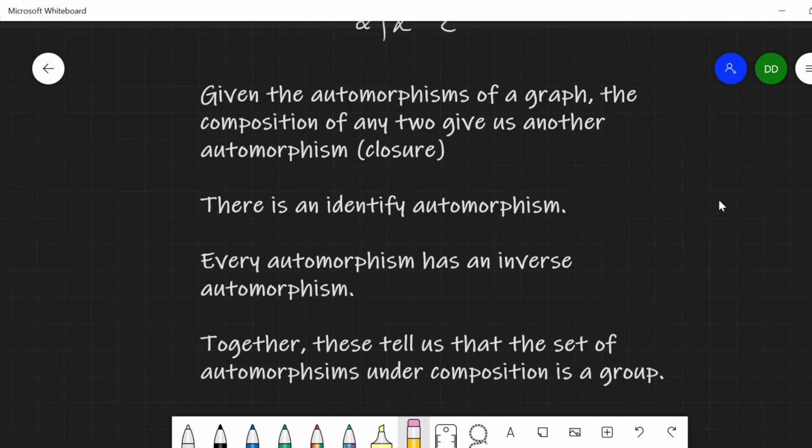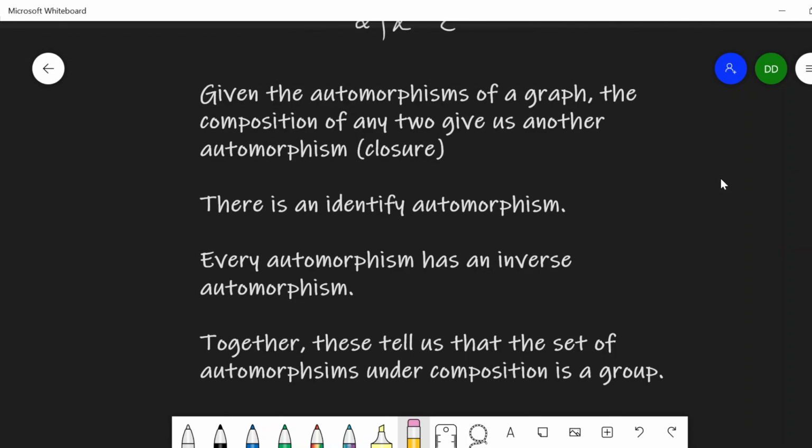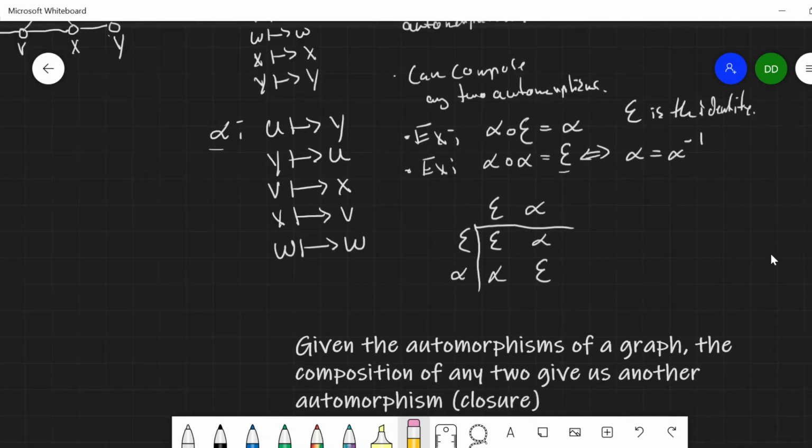If you haven't had an abstract algebra class or modern algebra class, you might be unfamiliar with what a group is, but this is essentially the idea of a group: under the operation, any two elements give you an element of the group. For every element, there's an inverse element, and there exists an identity element. So here's the idea of a group.